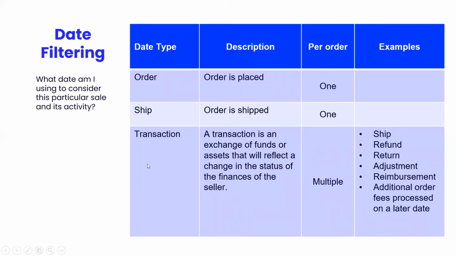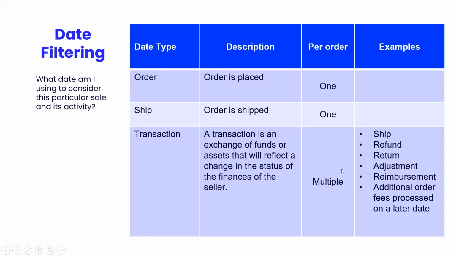However, the transaction date is the one that's a little more complicated. So let's first define what a transaction is. A transaction is an exchange of funds or assets that will reflect a change in the status of the finances of the seller. Therefore, there are many events within the context of a specific order that would qualify as a distinct transaction reflecting an exchange of funds or assets. Examples of these would be a refund, return, and adjustment.